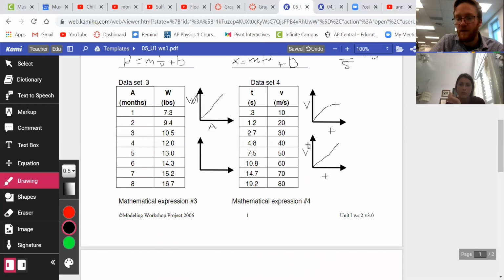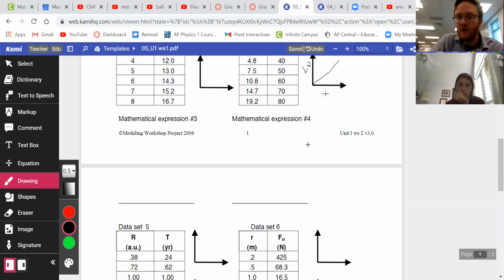V squared. And when you write your mathematical expression, remember that this is your y value. So what's your new y value that you write in here? V squared. V squared is equal to mt plus v. And that's your equation. Okay?